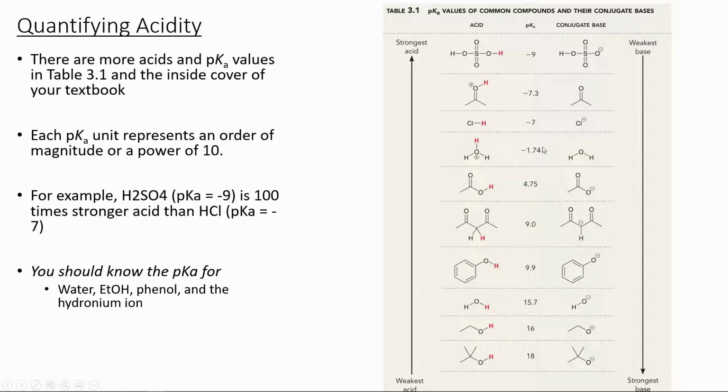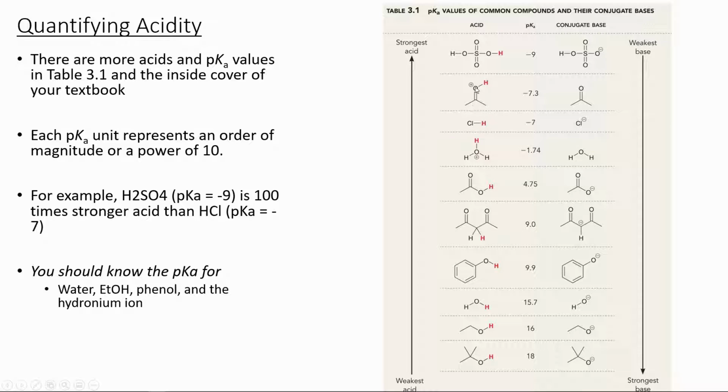This value here at -1.74 is the hydronium ion. So any acid that has a pKa lower than this is going to be considered a strong acid. So in water, these acids will completely protonate the water. For example, if you have HCl, you're going to have complete hydronium ion and no HCl. It's all going to be converted to the hydronium ion if we mix HCl with water.